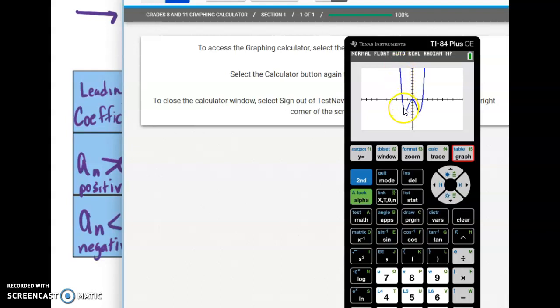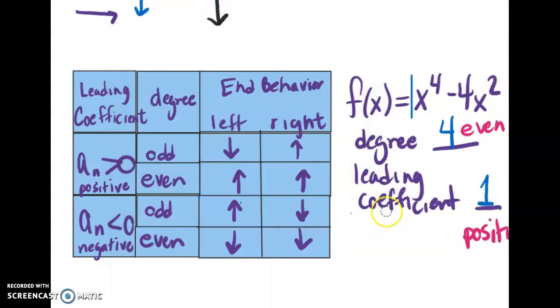This is a polynomial function. We have these smooth curves. It's continuous. On the left side, it goes without bounds to positive infinity, and on the right side it goes without bounds to positive infinity also. So it increases both ways, just like we thought.